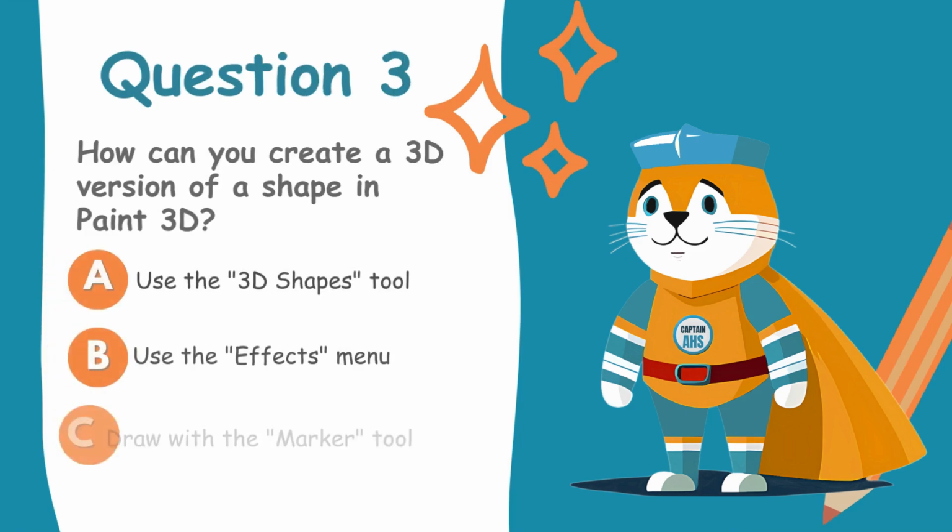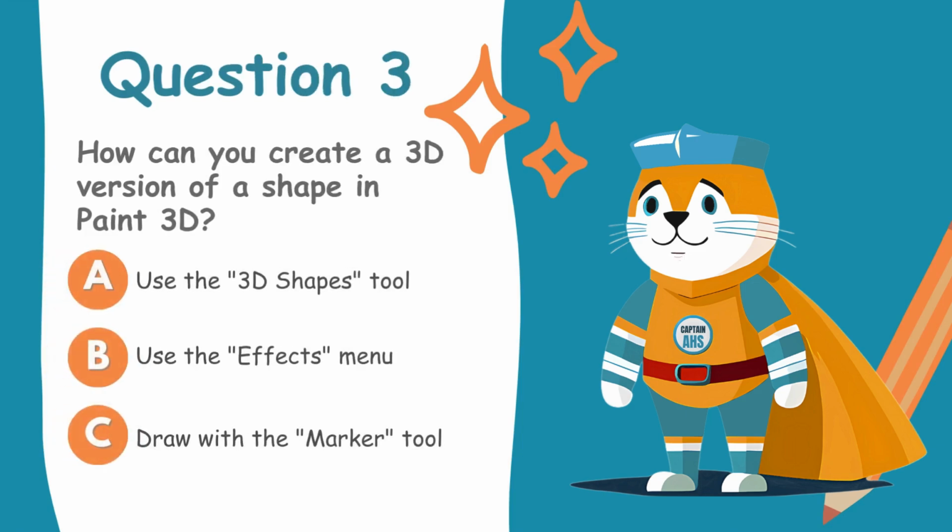How can you create a 3D version of shapes in Paint 3D? Option A, use the 3D Shapes tool. Option B, use the Effects menu. Option C, draw with the marker tool. Option A, use the 3D Shapes tool.